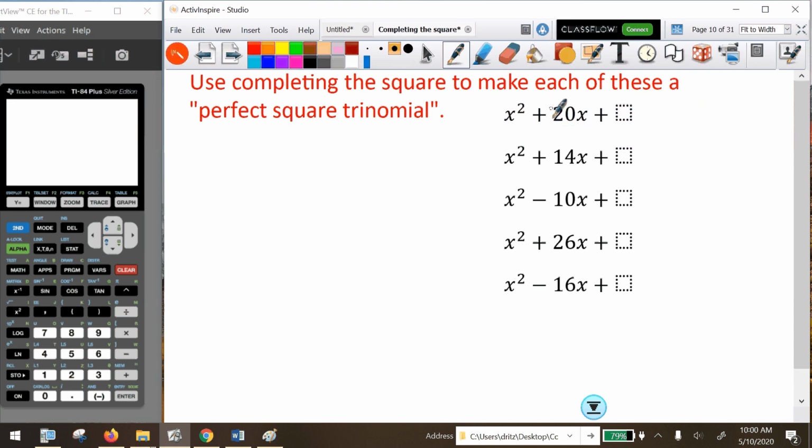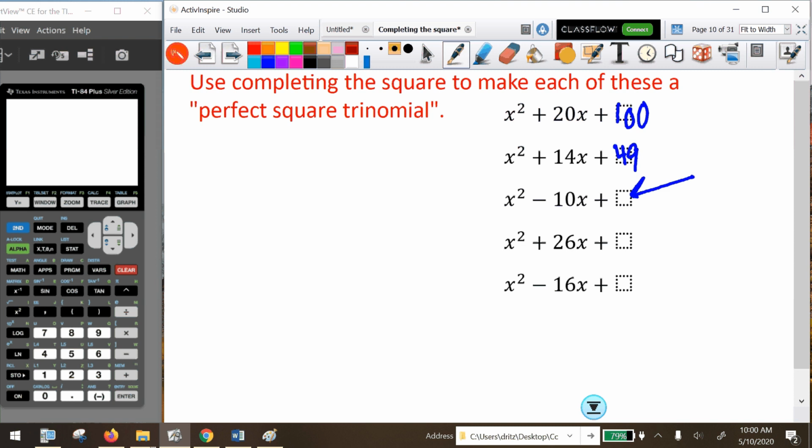So the question is x squared plus 20x plus blank. To figure out the number that would turn that into a perfect square, we just need to take half of this number and square it. Half of 20 is equal to 10. 10 squared is 100. That would turn this into a perfect square trinomial. What number could I put here to make this a perfect square trinomial? X squared plus 14x plus blank. Well, half of 14 is 7. 7 squared is 49. That's what goes in there.